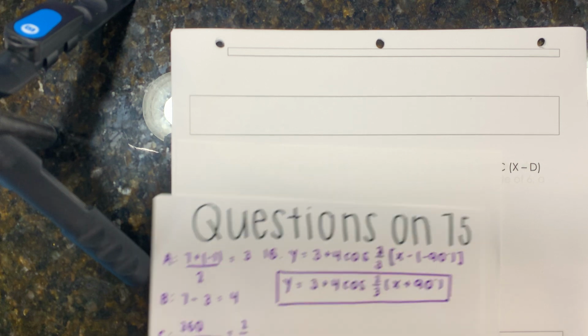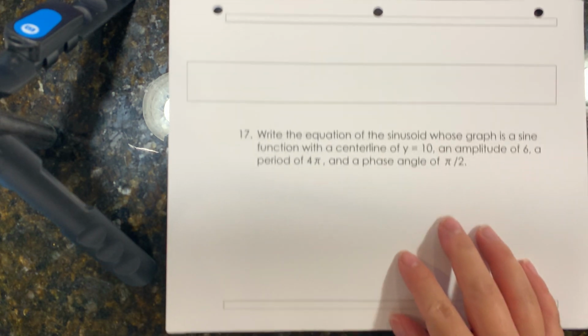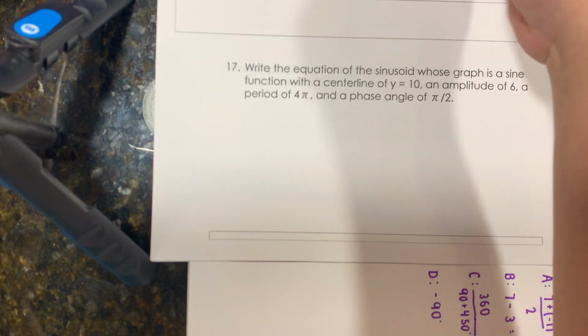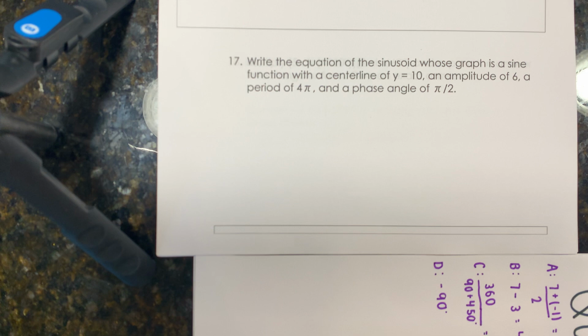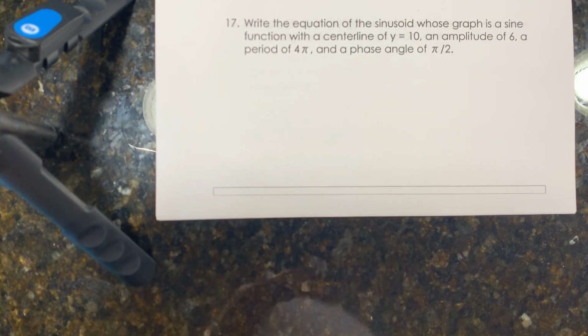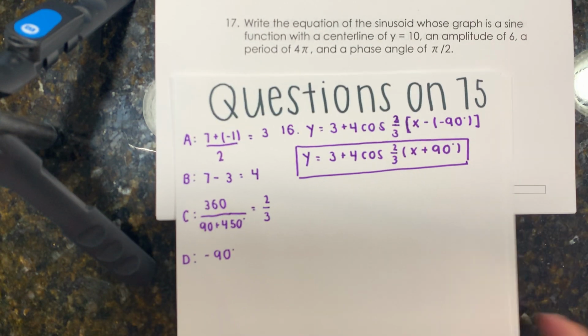Now, moving on, we're going to look at number 17, which is write the equation of the sinusoid whose graph is a sine function with a center line of 10, an amplitude of 6, and a period of 4 pi and a phase angle of pi/2, which means that would be your D.